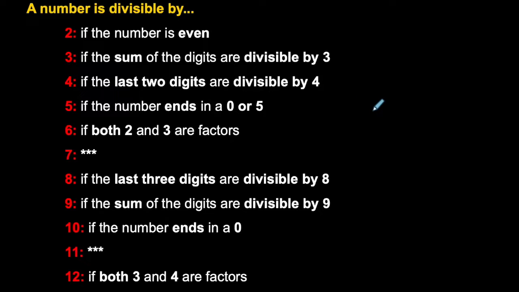What you're looking at right now are our divisibility rules. We're going to use these to help us identify if a number can be divided by one of these numbers. If it can be divided, then these numbers are what's called factors.